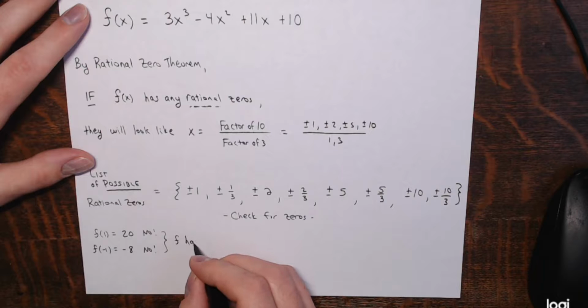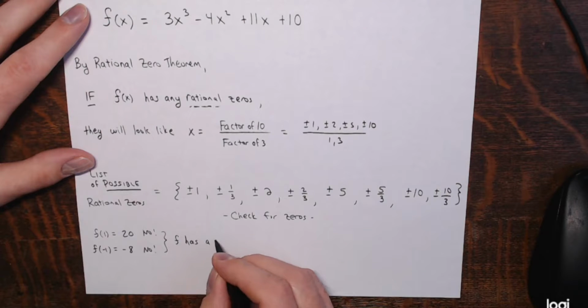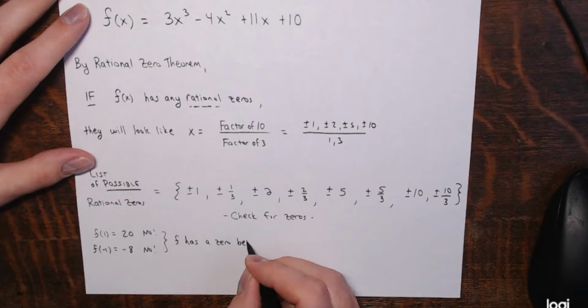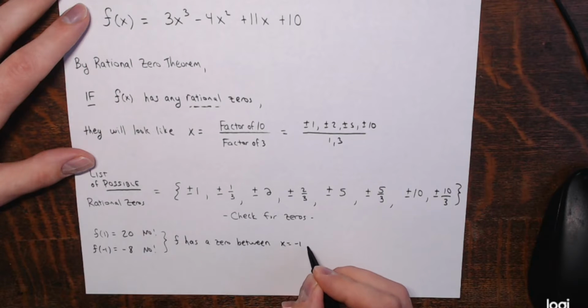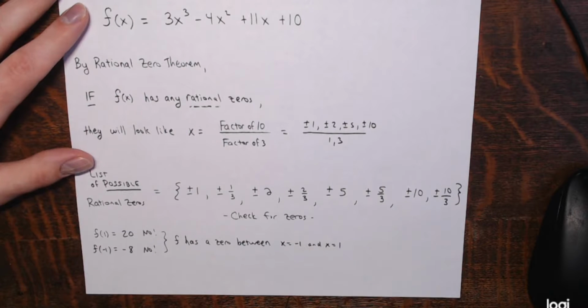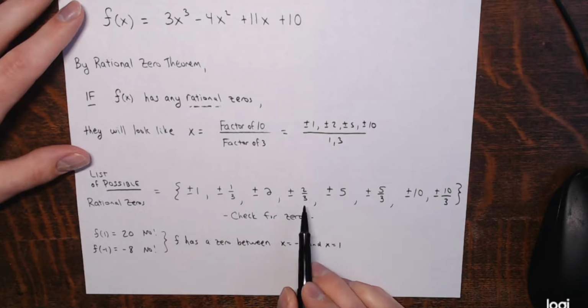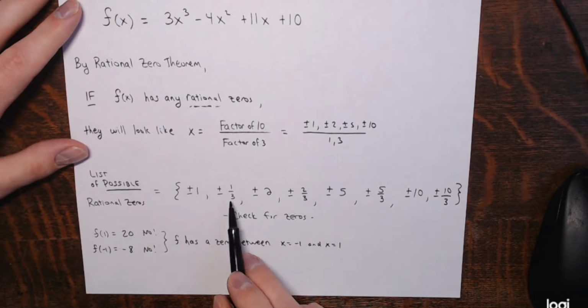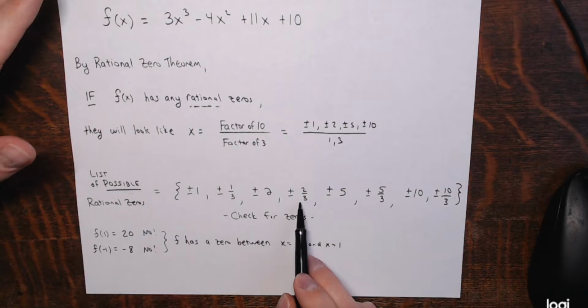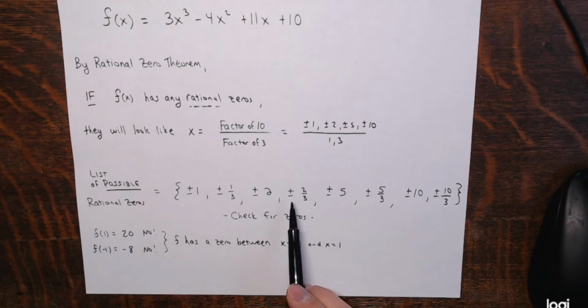So f has at least one zero between x equals negative 1 and x equals positive 1. This leads me to checking the fractions, 1/3, negative 1/3, 2/3, negative 2/3. Those are between negative 1 and 1. Now they might not work. The zeros between negative 1 and 1 might not be rational. They could be irrational. But there's got to be at least one.